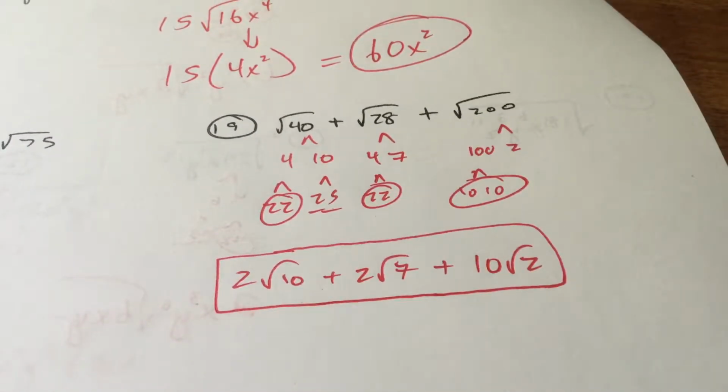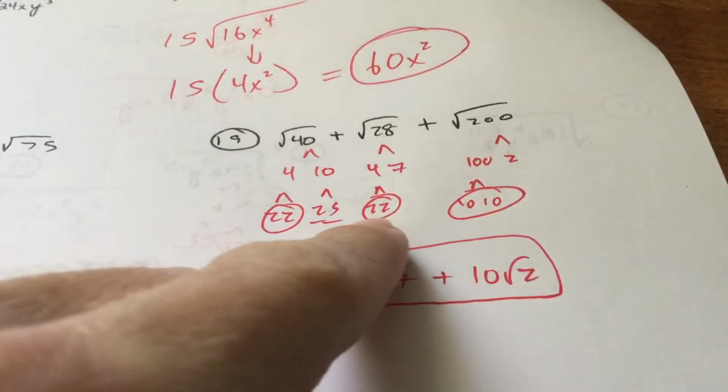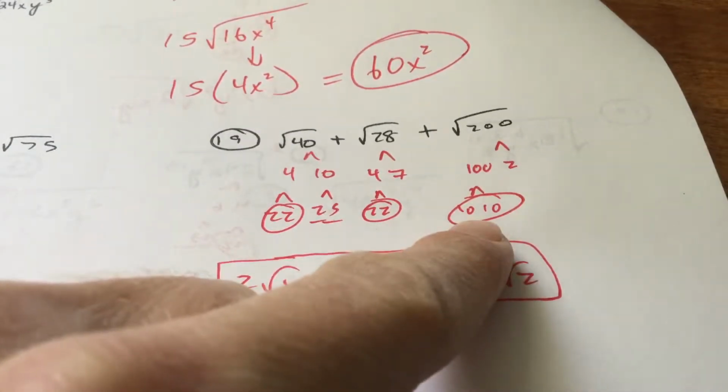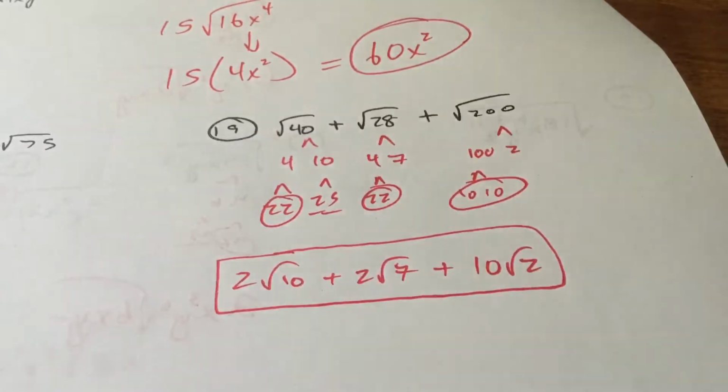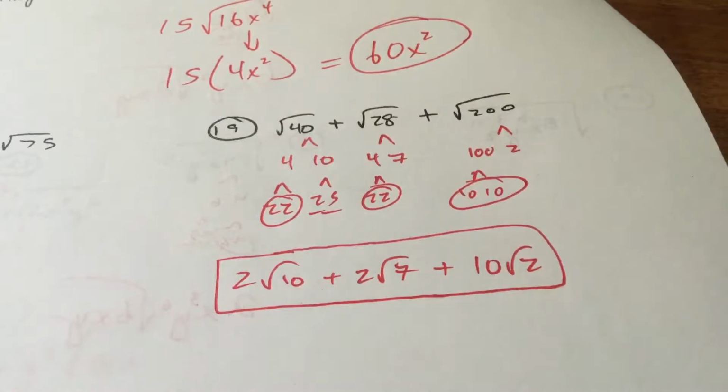Okay, we got to break down the square root of 40. The square root of 40 is 2 root 10. When you break it down, the square root of 28 is 2 root 7. The square root of 200 is 10 root 2. Notice how I know that 10's not a prime number. We're supposed to stop when we get primes, but 10's a pair, and that's the whole goal, is to find a pair. You guys can't simplify because everything inside the square root is a different number, okay?